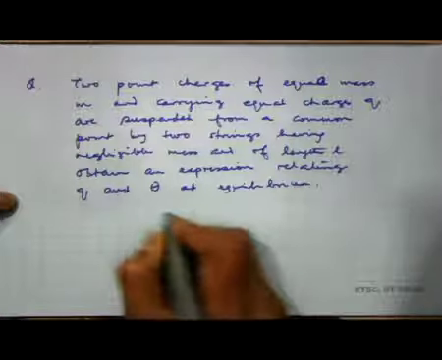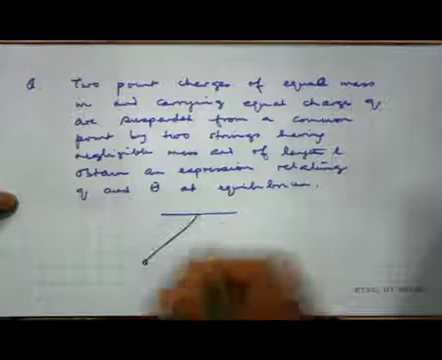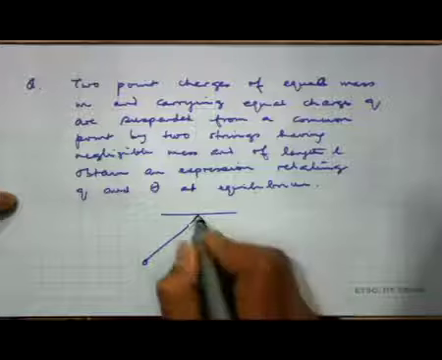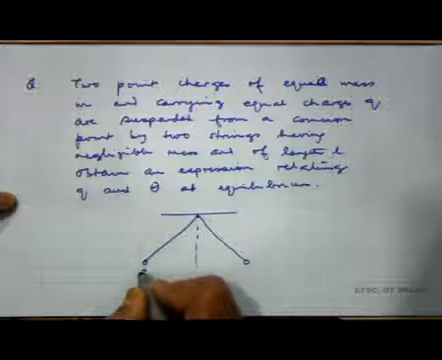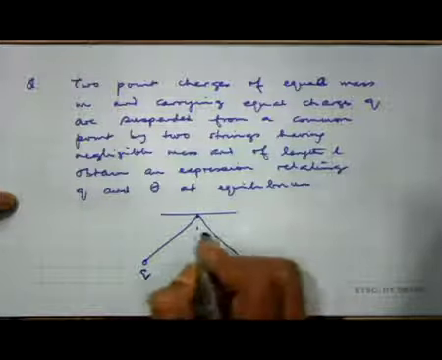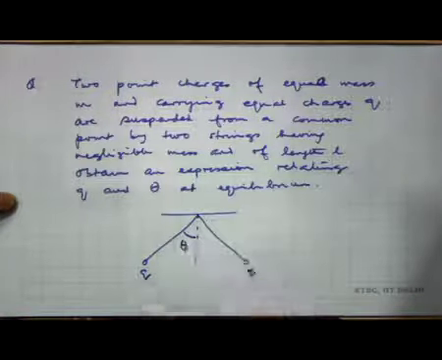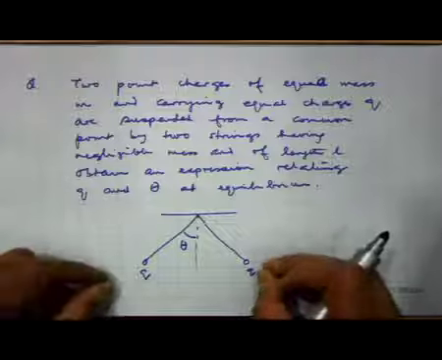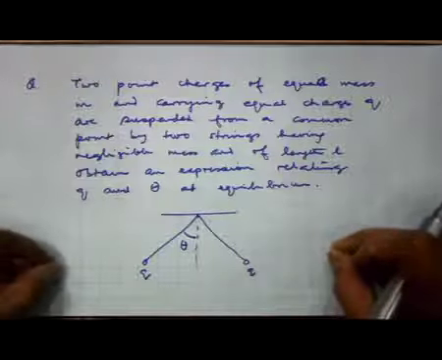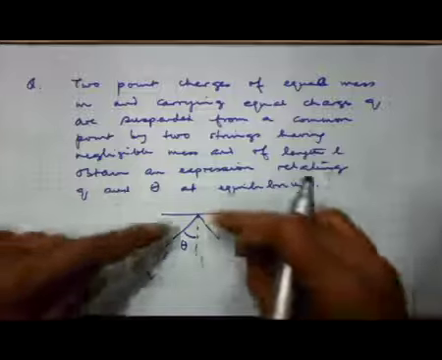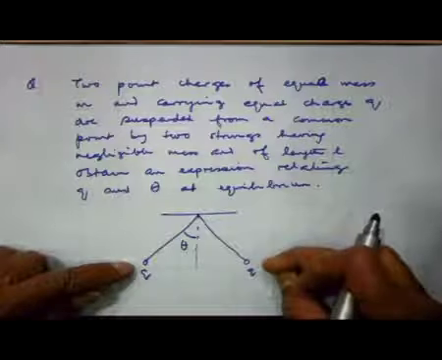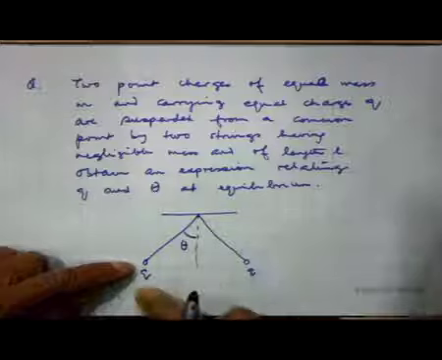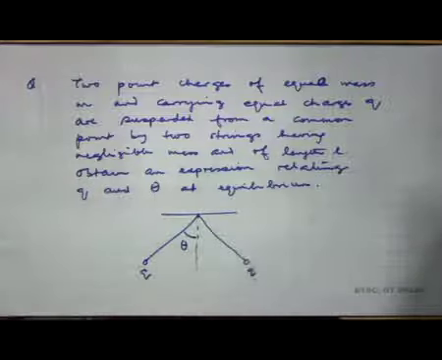Now, let me show theta here. So, this is one charge which is here. So, this is q, and this is theta. Because of electrostatic repulsion, the two charges move away and they are connected to a string. So, they are in equilibrium position like this. Now, the question is, what is the relationship between q and theta? To solve this, I must write down the force balance equations.